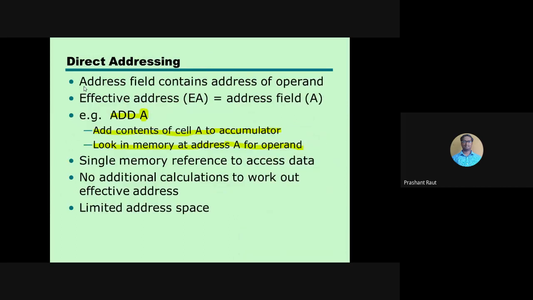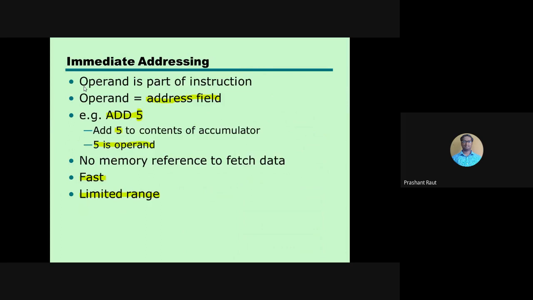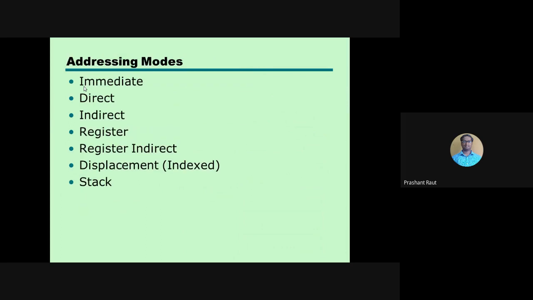Just have a quick look once more. We have different addressing modes: immediate, direct, indirect, register, register indirect, displacement, and stack. In case of immediate, the operand is available in the instruction. In case of direct addressing, the address of the operand is available in the instruction.